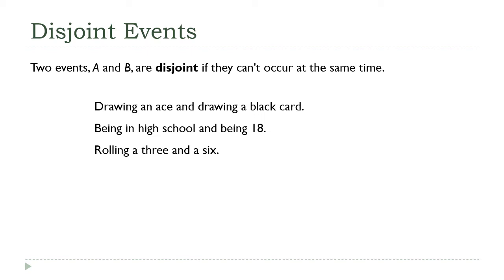All right, and finally, how about rolling a 3 and a 6? Is it possible to roll a die once and have it come up to a side that has both a 3 and a 6 on it? Well, no, the sides are one number each, right? It isn't possible to have both of these occur at the same time, so these two events are disjoint.